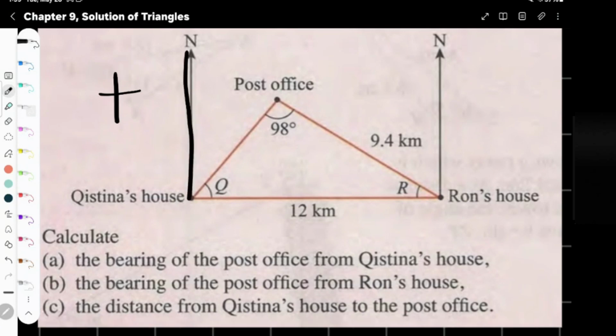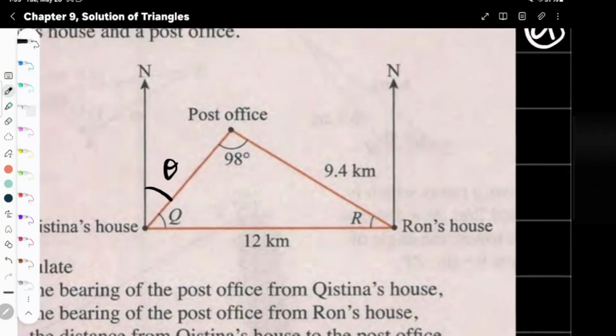So if you look here, it has to start from here. You cannot start from here. It's not bearing. It has to be here. So they want this value here, this theta here, right? So be careful with the wording, right? So what can we do now?